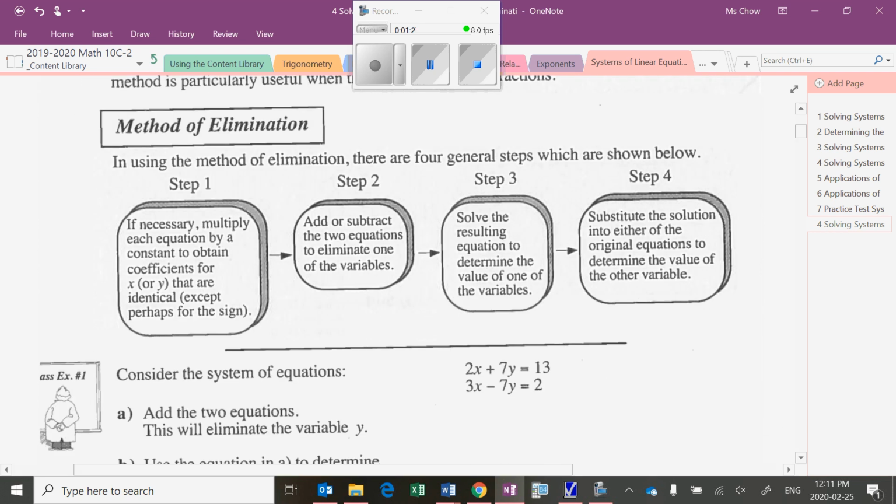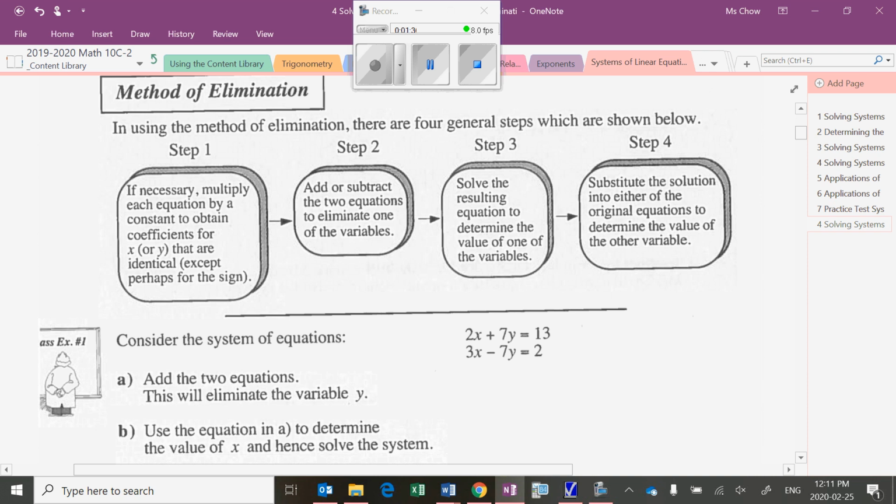So the whole goal of our method of elimination is to try to end up with coefficients that are the same or the opposite. My strong recommendation is that you are looking for coefficients, and you can see right here, coefficients for either x or y that are identical, perhaps except for the sign. So I'm actually going to say, rather than identical, that are opposites. Okay. So for example, here you can see positive 7y and -7y, so those are opposites.